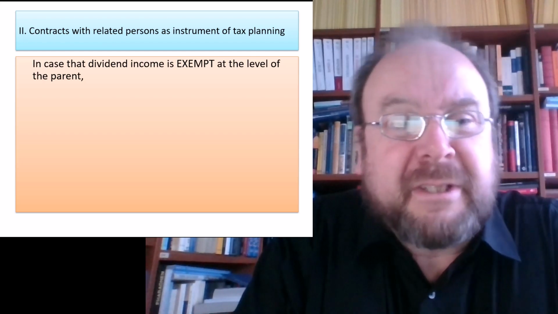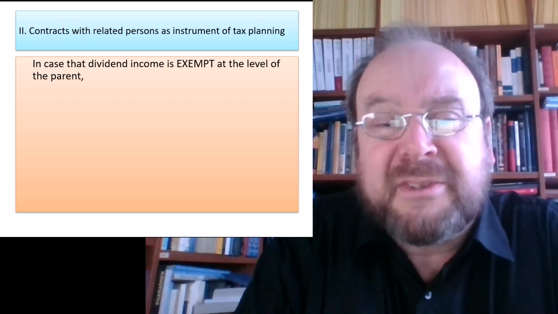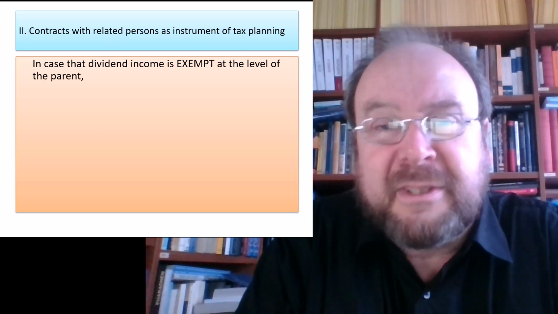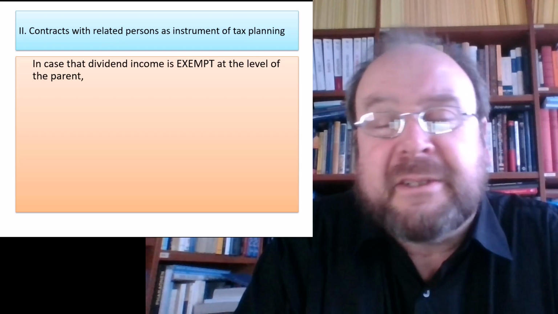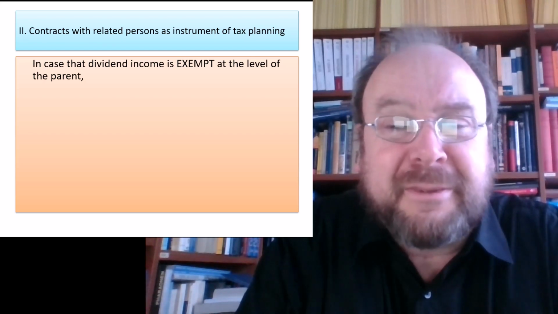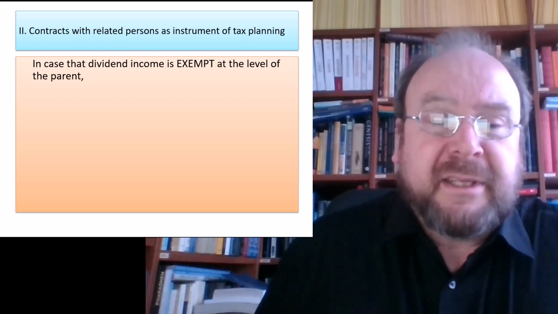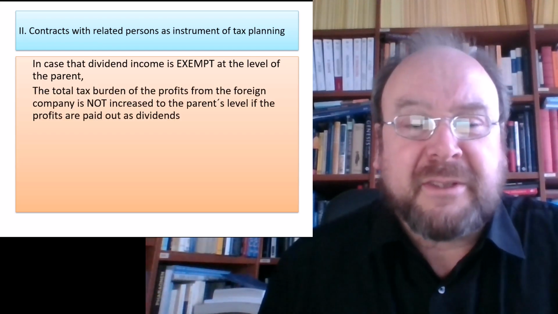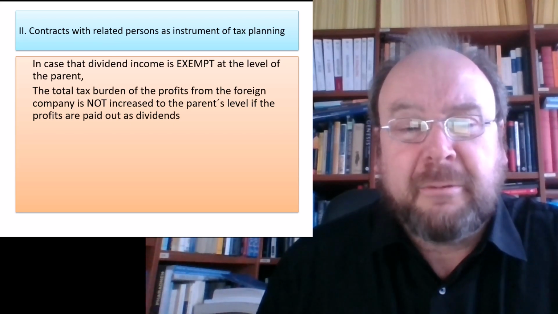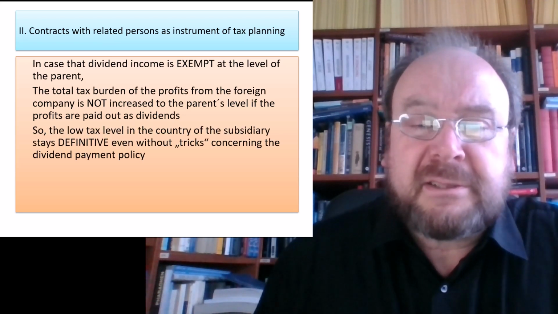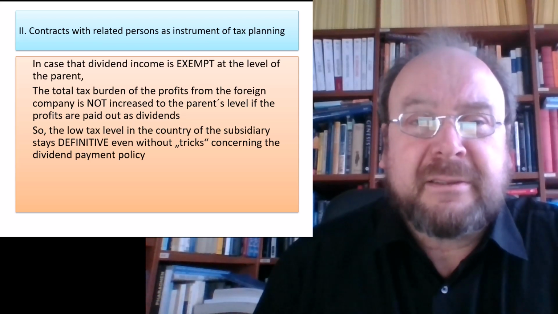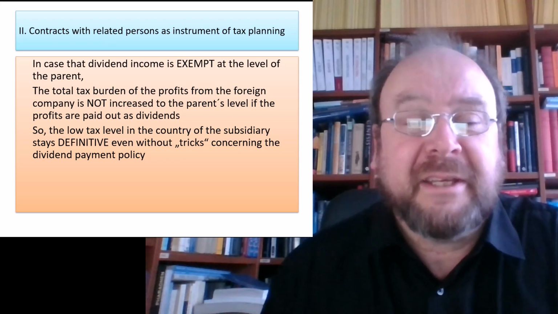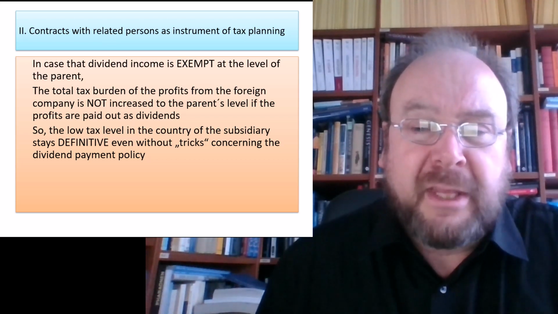So virtually we never get that money, so we can make life more simple and we could practice the exemption solution for dividends collected by a parent. Then at least the money can freely circulate within the group. In that case, when a dividend is paid, the total tax burden is not increased to the parent company's level. So the tax level at the foreign company stays definitive, even without such tricks as delaying the dividends.